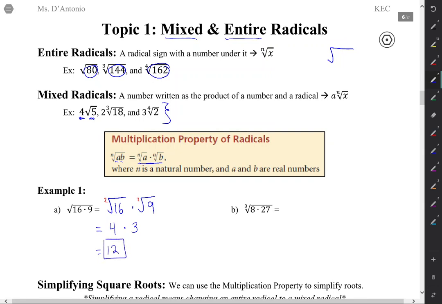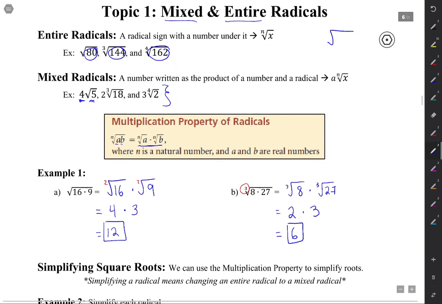Let's look at the next one here. Same thing applies, except this time we are dealing with the cube root of these numbers. So let's split these up. We have the cube root of 8 times the cube root of 27. We know the cube root of 8 is 2 because 2 times 2 times 2 is 8. And we know the cube root of 27 is 3. And now we can just multiply 2 times 3 and get 6.